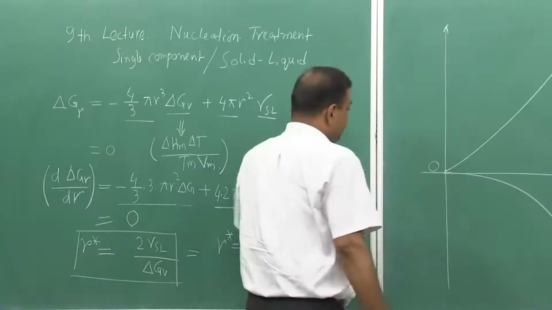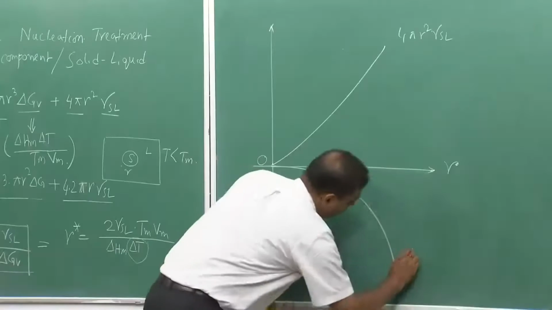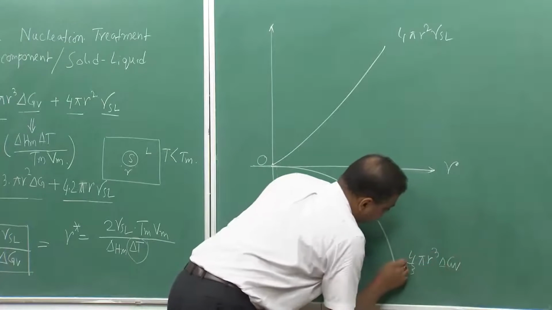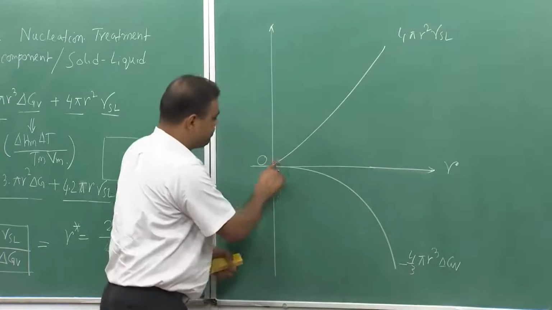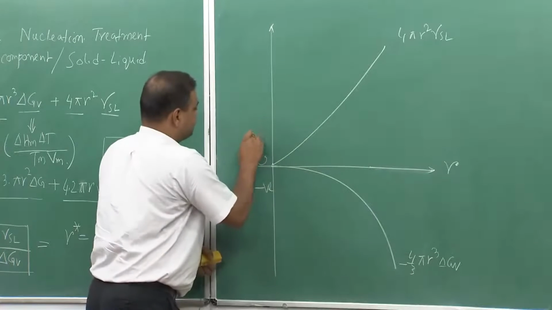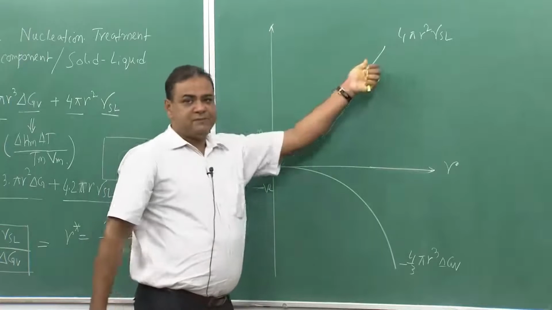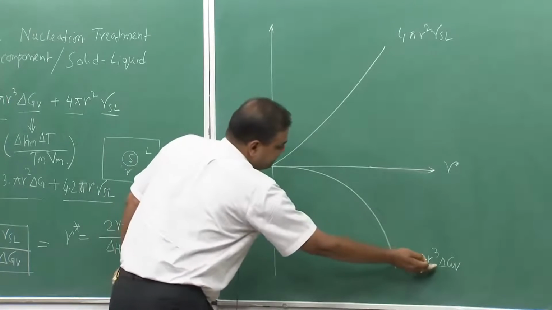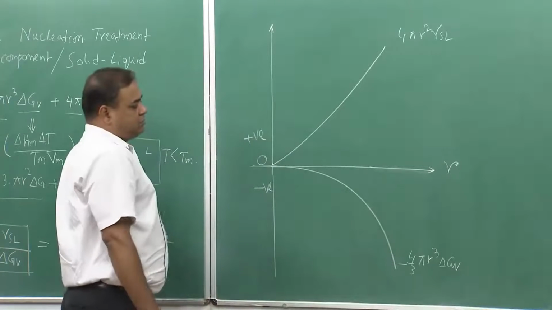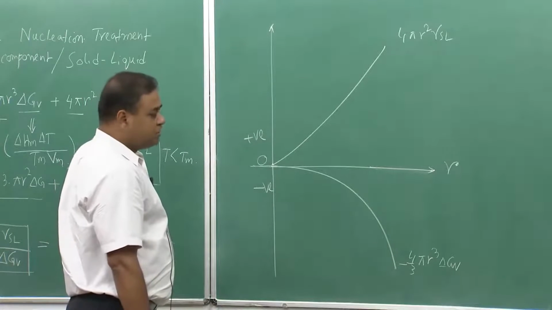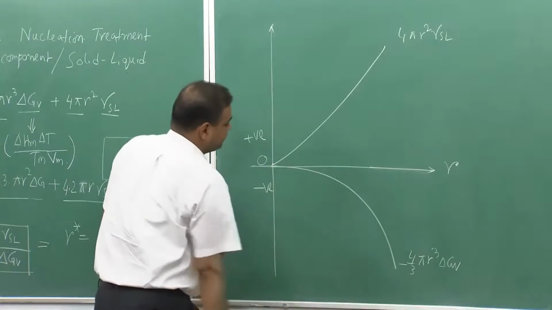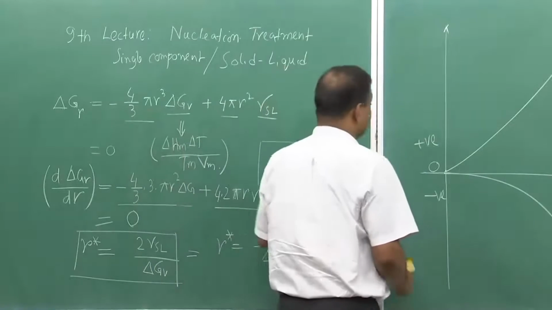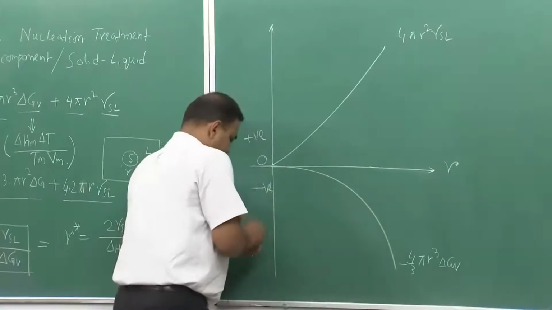Since it is 4 by 3 pi r cube delta G_V and there is a negative sign, that is what we have taken to the negative side, and this is the positive side. At the same time, this is a positive energy, this is a negative energy, and this varies as r to the power cube. So, its variation would be like this. Now, if we try to see the variation of delta G_r as a function of r, it would look like this.